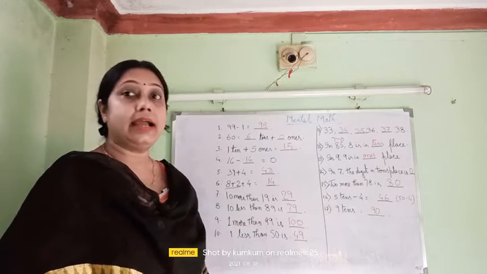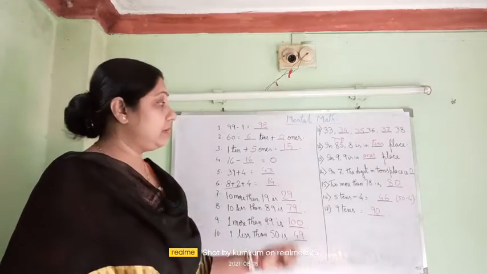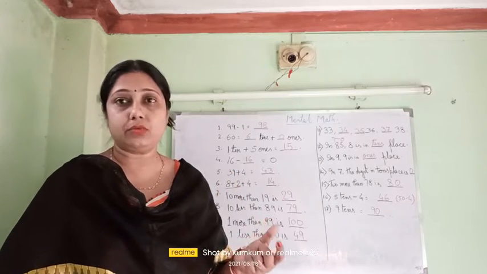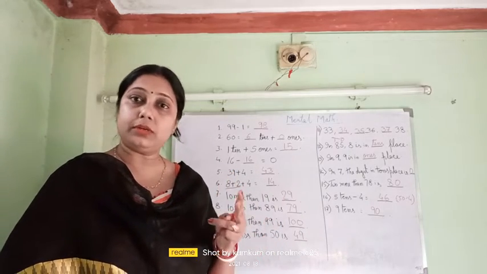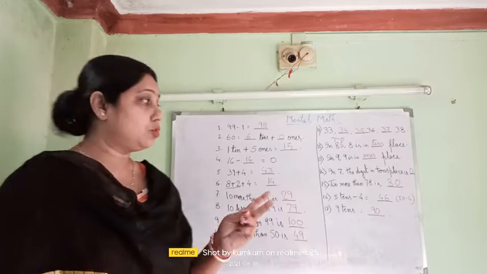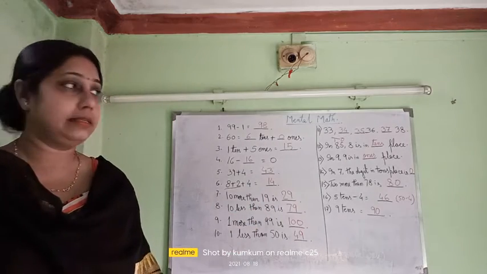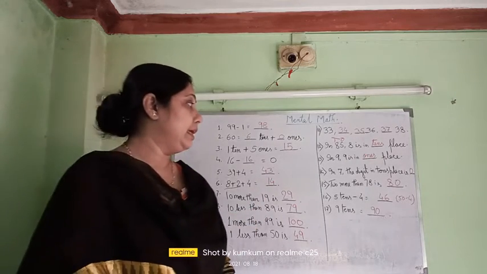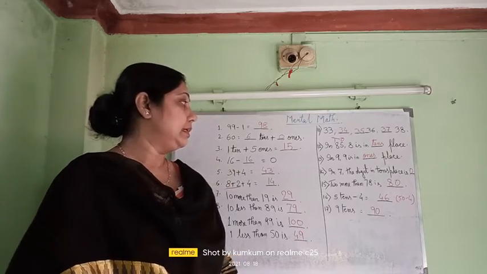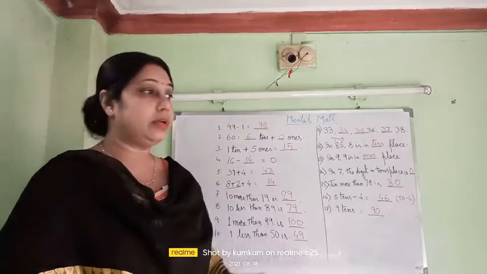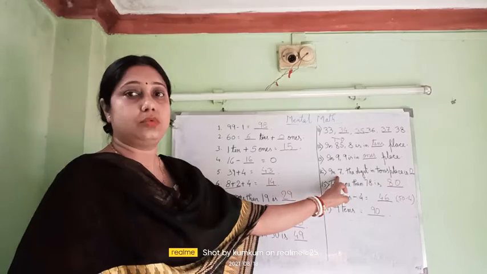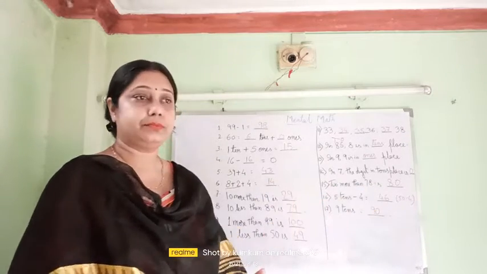In 9, 9 is in dash place. See, only 1 digit number. That means only ones. If it is a 2 digit number, then tens will come. So 9 is in 1's place. Next question, in 7, the digit in tens place is, so here nothing is in tens place. So it will be 0.